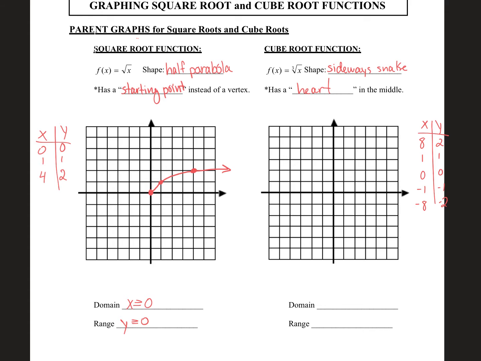Let's plot these points. I'm going to start with my heart, which is in the middle of the graph, the origin, (0, 0). Then I have (1, 1), and (8, 2) is going to be off the graph a little bit, about right here. We'll do the same thing on the other side. We have (-1, -1) and (-8, -2), which is about right here. If we fill in this graph, it kind of looks like a sideways snake or a stretched out S.